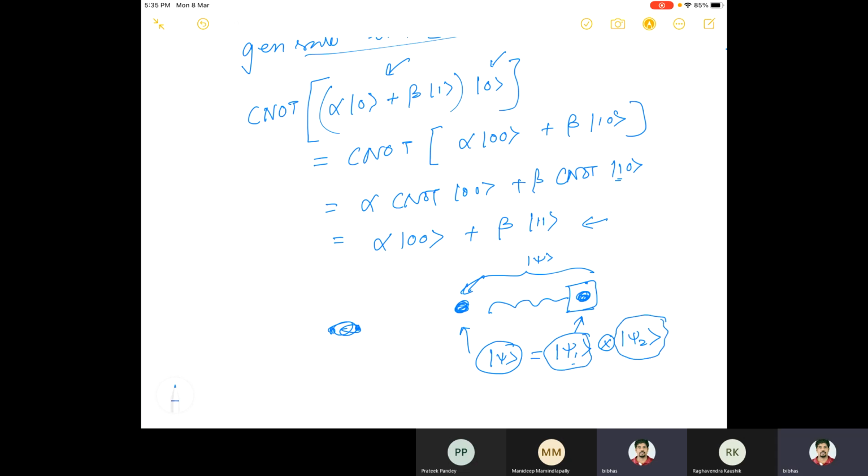But if they are not separate, this is called separable. Now, if they are not separable, it means I do not know anything about the state of the first one because it also depends on the state of the second one. But how they depend, that I don't know.